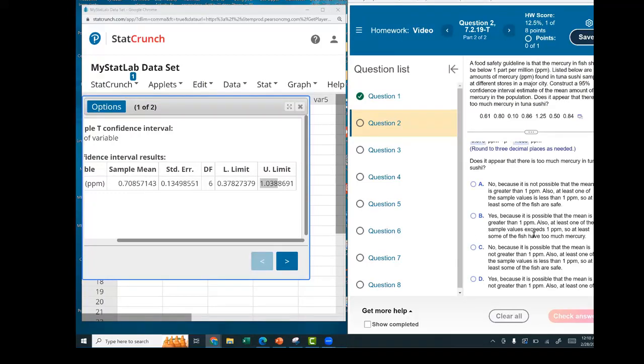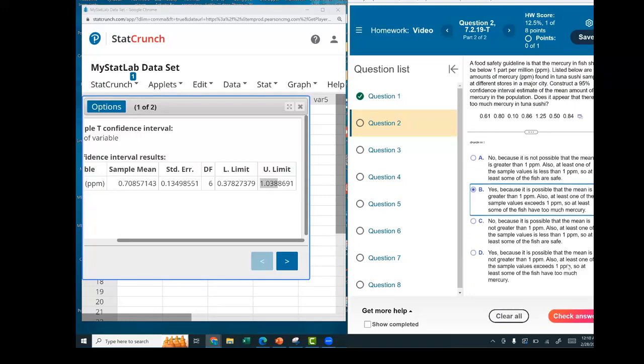Also, at least one of the sample values exceeds 1 part per million. So at least some of the fish have too much mercury. So far, that's the best one. No, because it is possible that the mean is not greater than 1 part per million. Also, at least one of the sample data values is less than 1 part per million. So at least some of the fish are safe. So I only have one that's above, that's this 1.25.